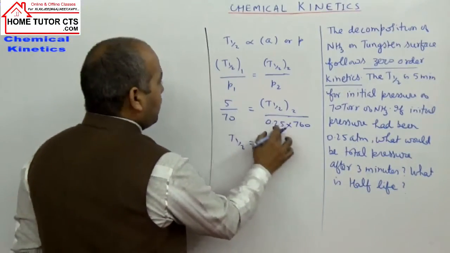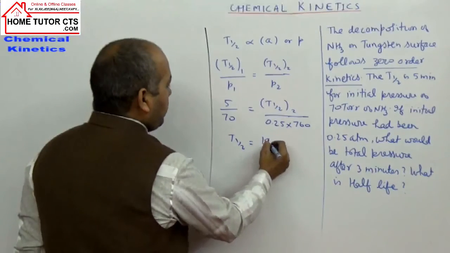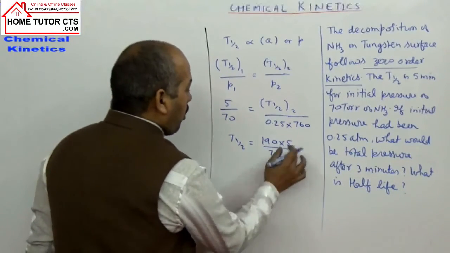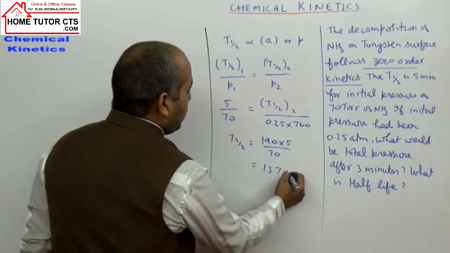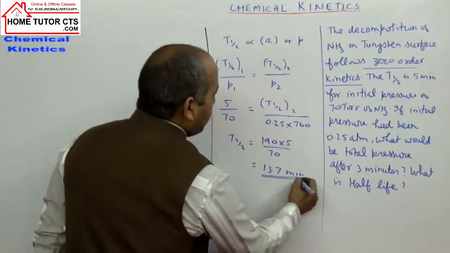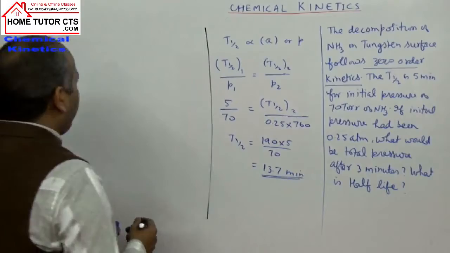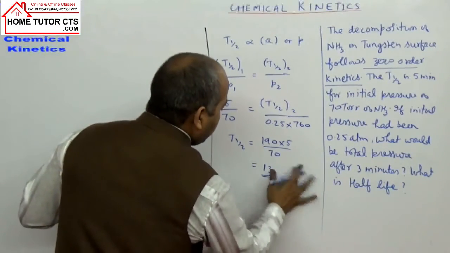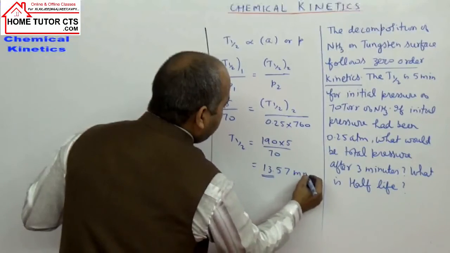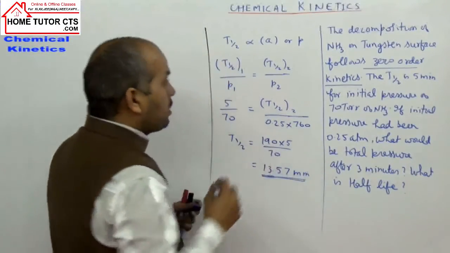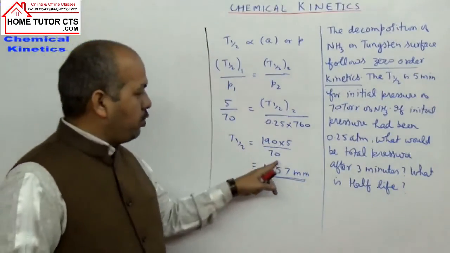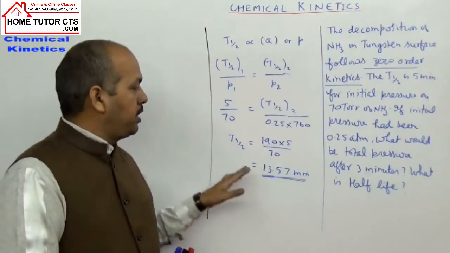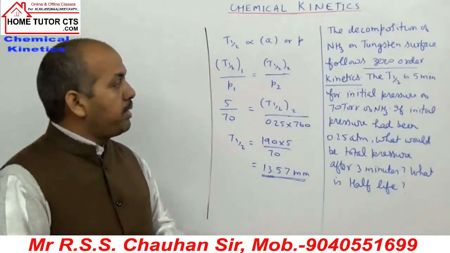कितना है solve करने पर? It becomes 190. तो 190 into 5 by 70. On solving this will come 13.57 minutes. It is the first answer of this. अब check कर लीजिए. 13.57 minutes. It is your first part answer. On calculation, T half value will come 13.57 minutes.